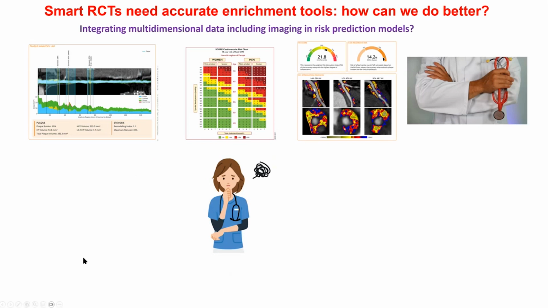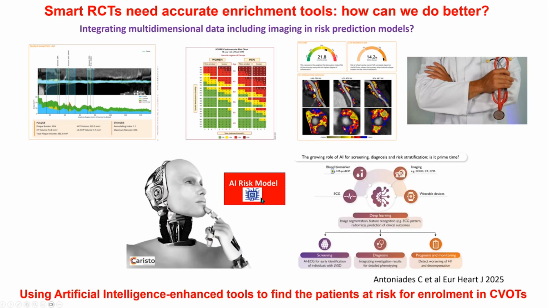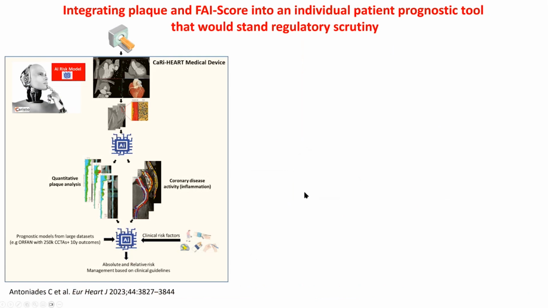Of course, smart randomized clinical trials need accurate enrichment tools. And many trials use plaque volume as a tool to identify the right patients. Some others, they use risk factors, risk calculators. Some others, very recently, they use inflammation. But in reality, you want to use all of them. How can you use all of them? It's exactly what we try to achieve with the AI risk model that takes everything into account to find the right patients to be included into our trials.